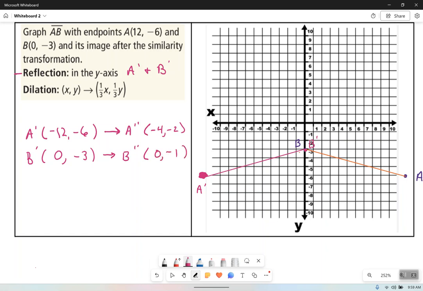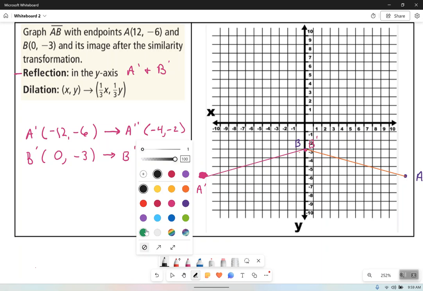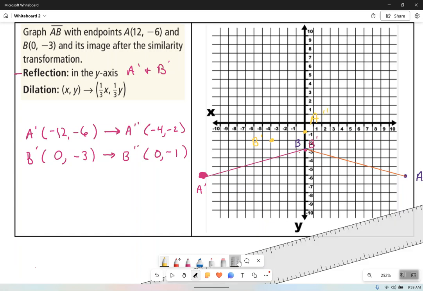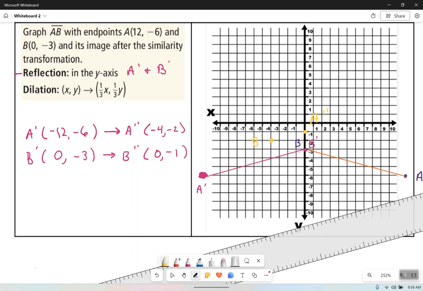Okay, so let's plot those. I'm going to use a different color here. Let's just go, how about yellow? Okay, so our points are left 4 and down 2. This would be B double prime. Okay, and then the next one will be 0, -1, which is right here. And that would be A double prime. And we'll go up there and draw my line.